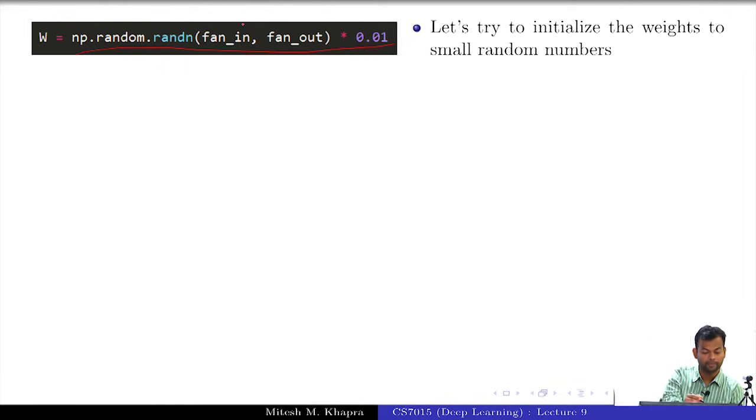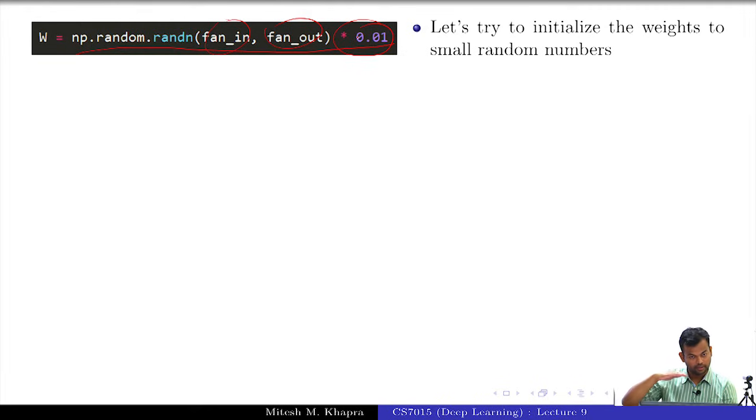So my W is a matrix of size fan in into fan out, which is n cross n. Okay, the number of weights coming in and out, right? So n cross n. And I'm drawing from a uniform distribution and then multiplying it by 0.01, which ensures that all the weights are very small. Okay, you get the setup?